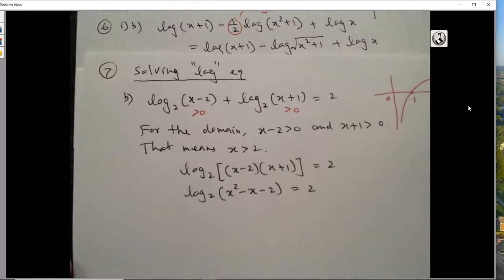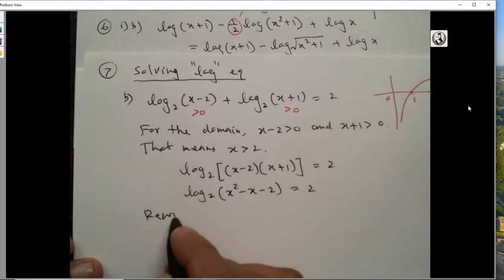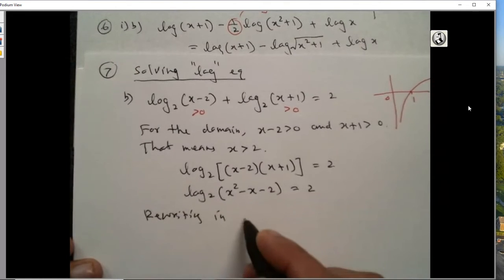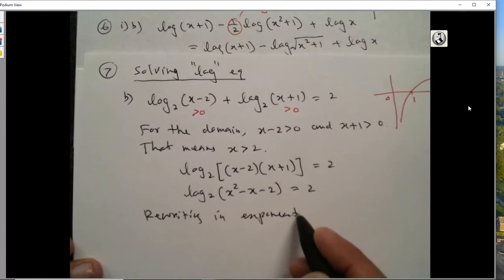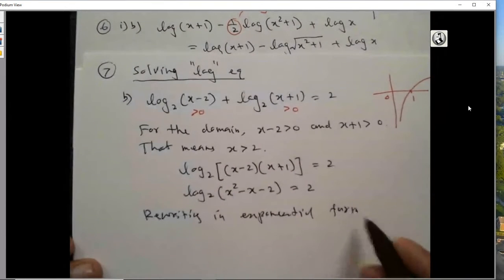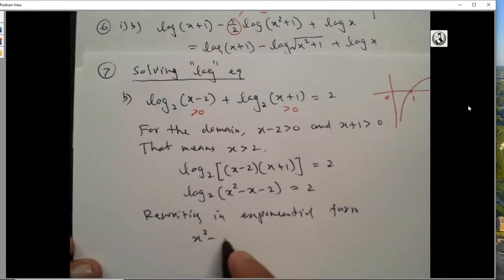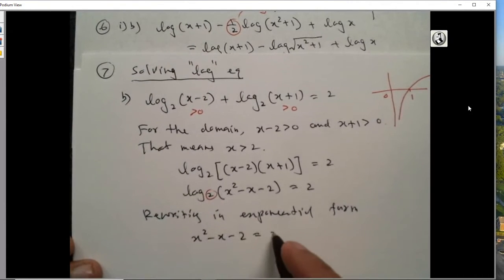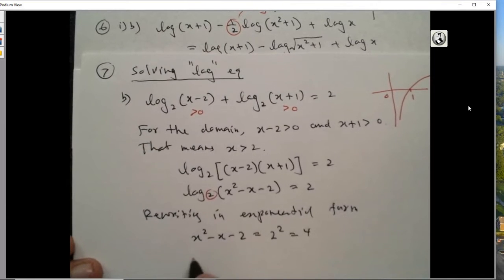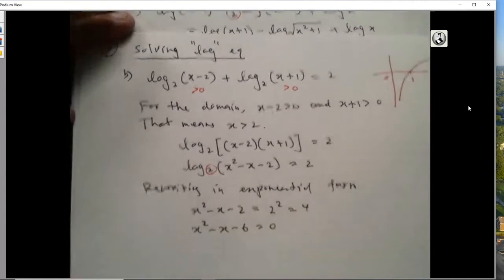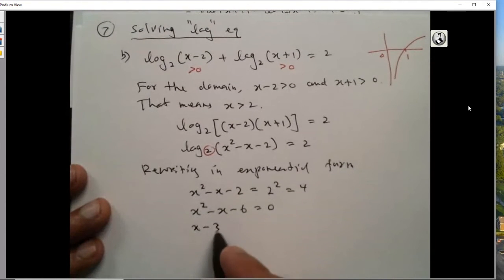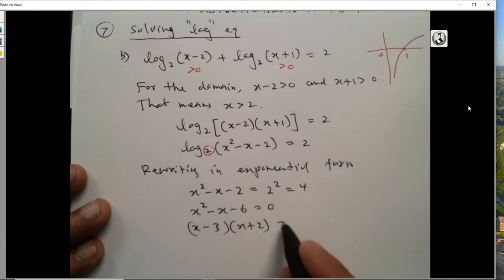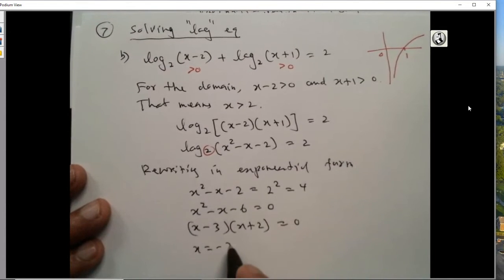Now we can write the exponential form. Rewriting in the exponential form, you can write x squared minus x minus 2 equals, the base is 2, so 2 to the 2, which is 4. If you bring everything to one side, you get x squared minus x minus 6. You can see this is the exact same problem we solved earlier. So the factors are x minus 3 and x plus 2. The solutions are x equals 3 or x equals negative 2.